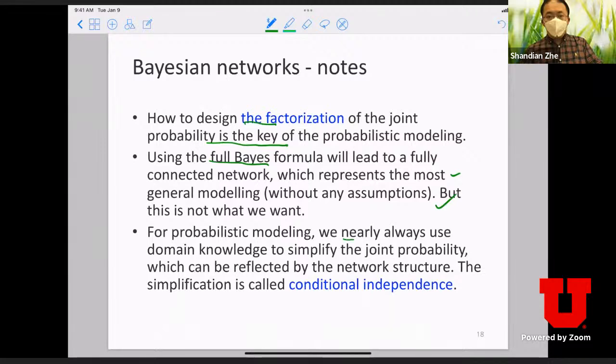So for probabilistic modeling, we nearly always use domain knowledge to simplify the joint probability, which can be reflected by the network structure. You take a look at B, C, D. That's the full Bayes formula, if you just decompose accordingly. That's actually not very useful. And if you can use some domain knowledge or prior knowledge, like you can cut off some edges from here, that is more valuable. That is our goal in designing a Bayesian network, because doing so can simplify the model estimation, facilitate inference and make it more accurate.